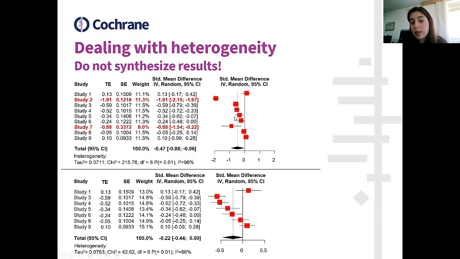And still, in the primary analysis, there were indications of high heterogeneity. Even when taking all this into account and excluding the studies, heterogeneity was still very large. So what the authors selected to do is not to proceed to synthesizing the results altogether.